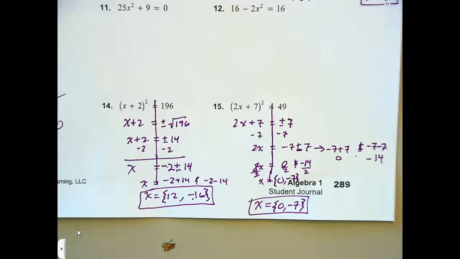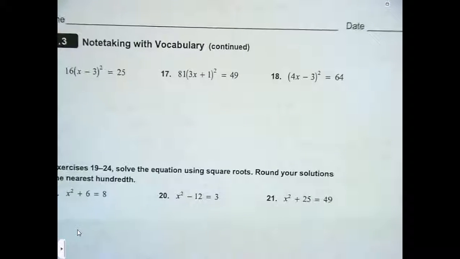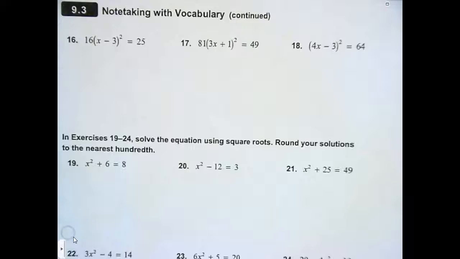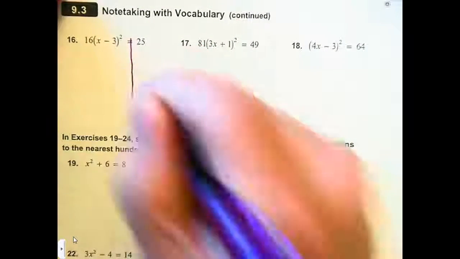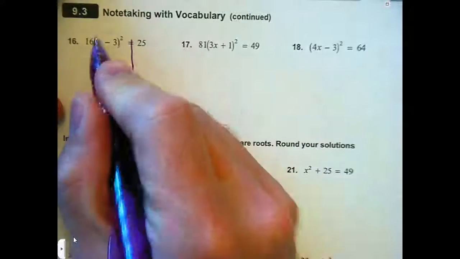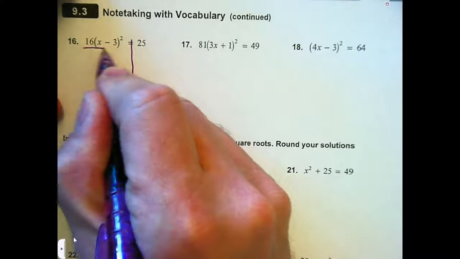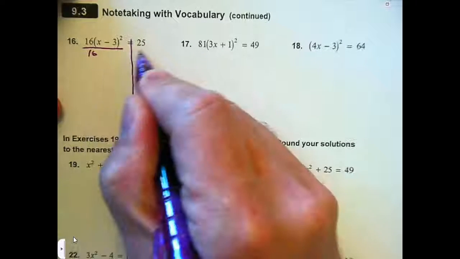All right, I want you to try 16 through 18 on your own, or with your partner. I had a couple questions and I heard some confusion on this one. So the first thing, this square doesn't affect that 16. Let's get rid of the 16 first. Divide it out first.